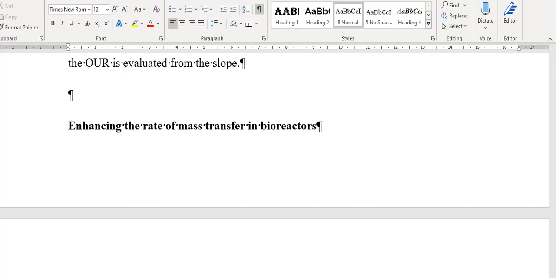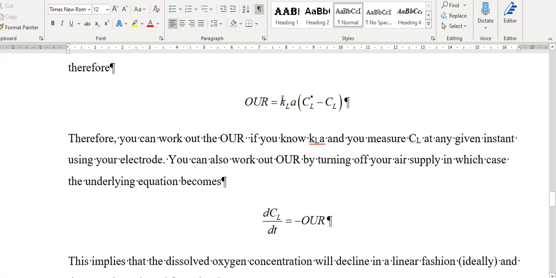It's really important to distinguish between the rate of mass transfer and the mass transfer coefficient. So the rate of mass transfer is KLA into Cl star minus Cl. It's not the KLA. This whole thing there is the rate of mass transfer, KLA into Cl star minus Cl. So if you think about it, you've essentially two ways of increasing your mass transfer rate. One is to focus on the KLA, and the other is to focus on the Cl star. And what I used to do is get the students to think creatively and come up with ways of enhancing either the KLA or the Cl star.